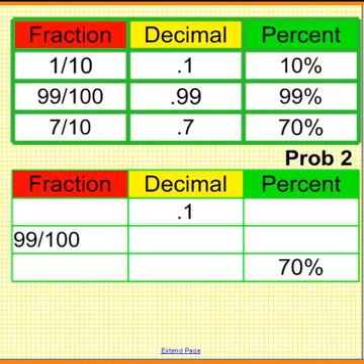Okay, let's see if your answers are like ours. The first one is a fraction of 1 over 10. Then we have the decimal 0.1 and 10%. The fraction is 99 over 100, and we have 99 hundredths and 99%. 7 over 10, or 0.7, or 70%. Hopefully yours looks just like ours. Please pick up an eraser and erase the screen, and thanks for working with us on this video.